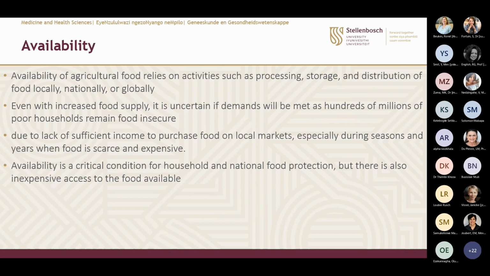In terms of availability, agricultural food also relies on activities such as processing, storage, and distribution of food locally, nationally, and globally. And even with increased food supply, it is uncertain if demand will be met, as we still have a lot of people who are poor and food insecure because they don't have sufficient income to purchase food. Availability is a critical condition for household and national food security, but there is also the question of inexpensive access to the food available.